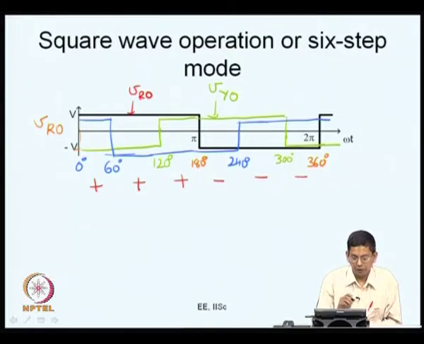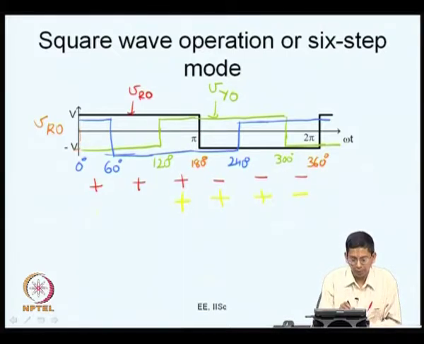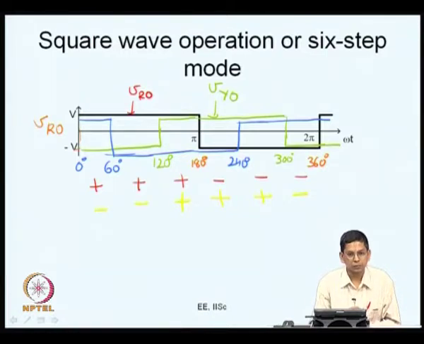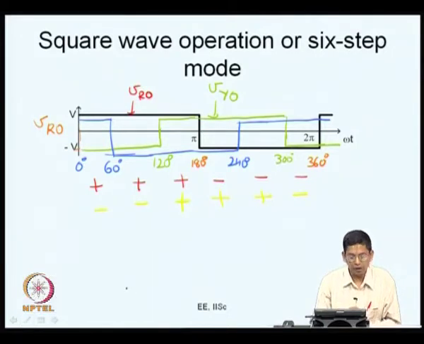So, how about Y phase? The Y phase goes low to high at 120 degrees. So, between 120 to 180 degrees it is high. The same way between 180 to 240 degrees it is high, here also it is high. At 300 degrees it switches from high to low, and therefore, between 300 and 360 it is low. Similarly, between 0 to 60 and 60 to 120 it is low. Now, let us look at the blue phase.